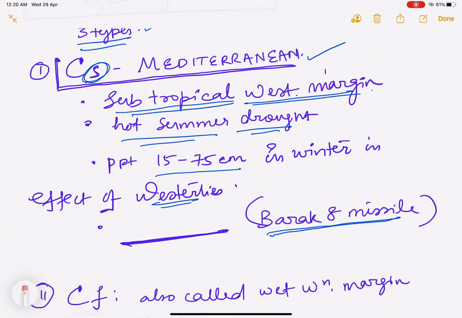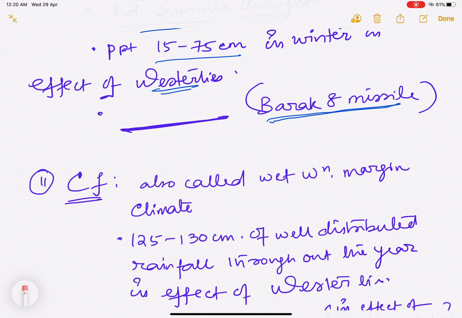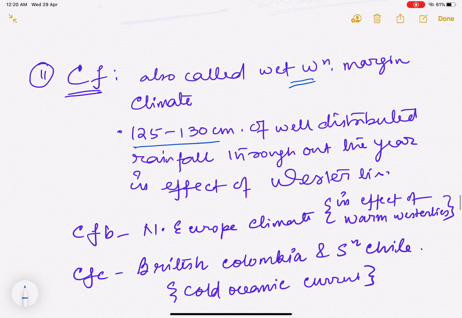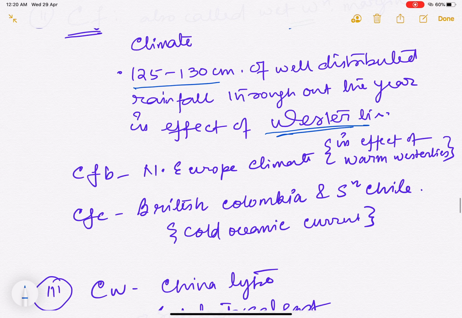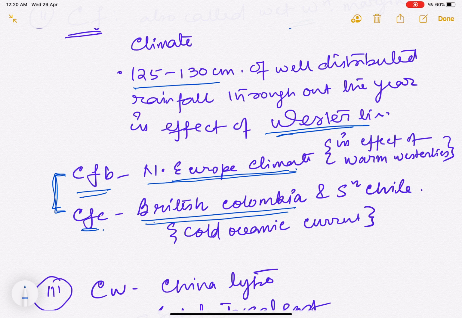Next, the CF type of the climate is also called your wet margin climate, with 125 to 130 centimeter of well distributed rainfall throughout the year in effect of the westerlies. Next is your CFB and your CFC. CFB is nothing but your Northern European type of the climate, and CFC is nothing but your British Columbia. The Northern European type of the climate has developed in effect of the warm westerlies, whereas this has developed in the effect of the cold oceanic current.